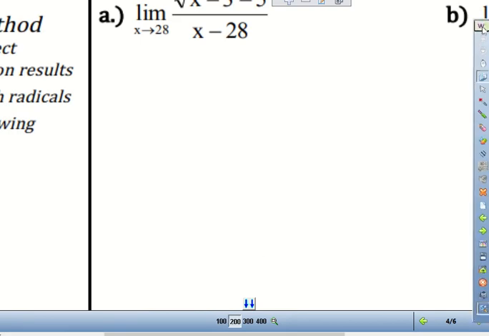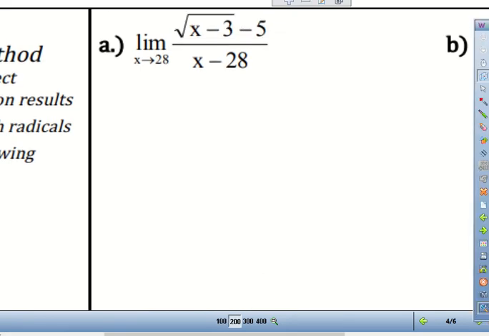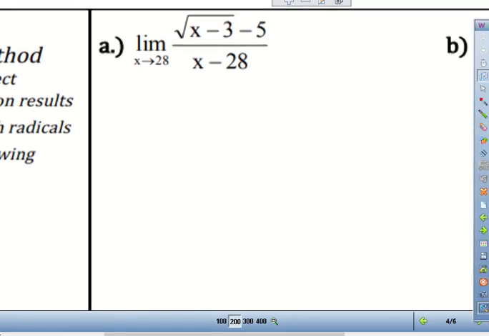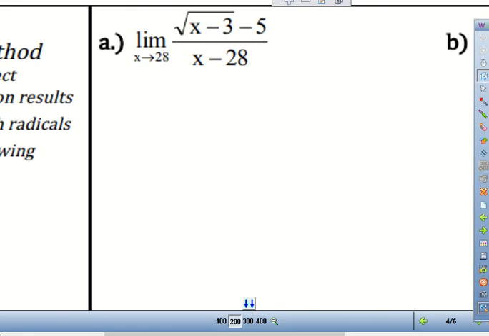So I don't know how many of you remember conjugate. A lot of you or none of you? Oh, you do? From last period, yeah. Anybody else remember conjugate? You kind of remember it?